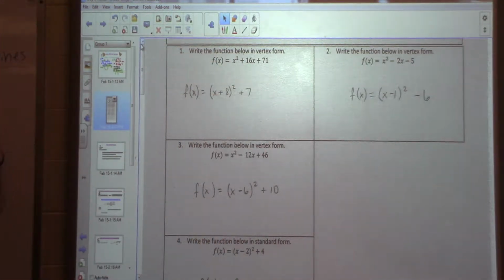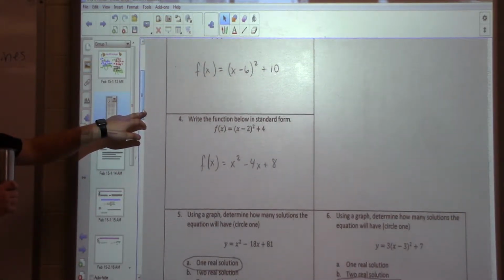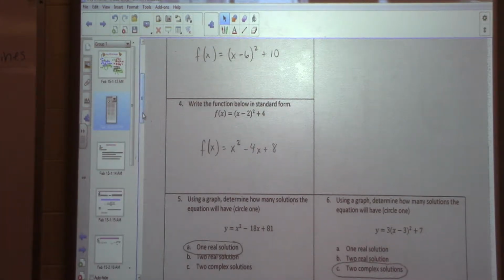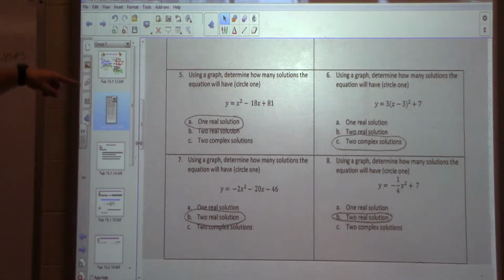Alright, number 1, f of x equals x plus 8 squared plus 7. 2, f of x equals x minus 1 squared minus 6. 3, f of x equals x minus 6 squared plus 10. Is 4 the same? Yes. 4, f of x equals x squared minus 4x plus 8. And then 5 through 8: 5 is A, 6 is C, 7 is B, 8 is B.